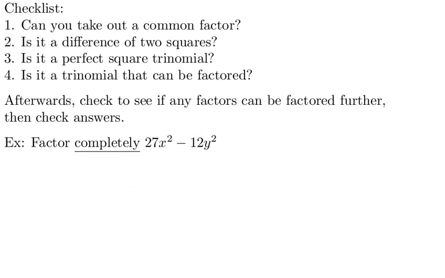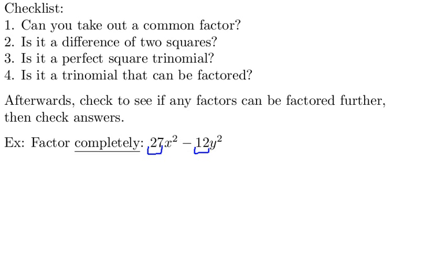Clear that off. So factor completely. The completely is pretty important. 27x squared minus 12y squared. So let's go ahead and say, do we have a common factor? We do have a common factor because there is a 3 common to both 27 and 12. So let's go ahead and factor out that 3.